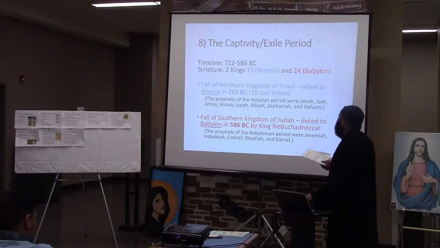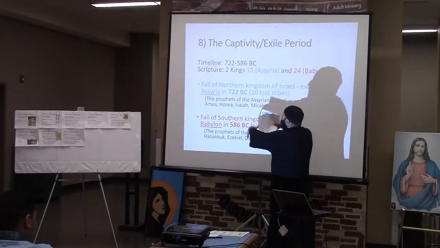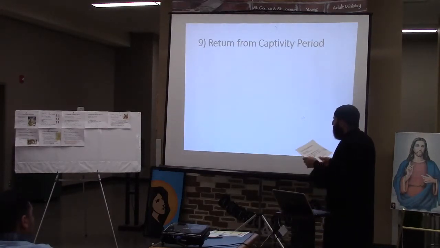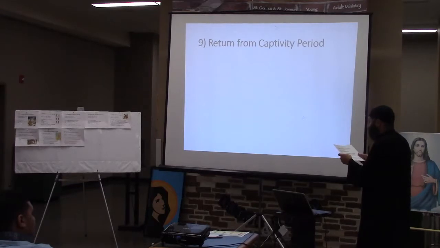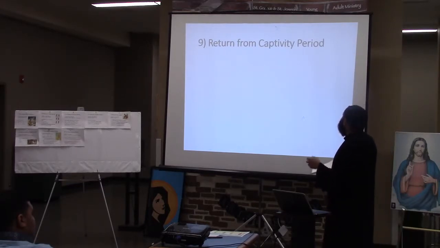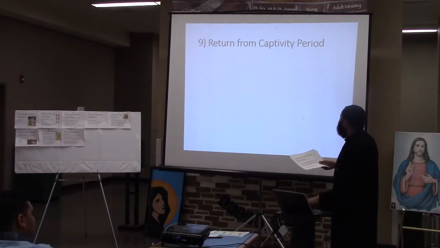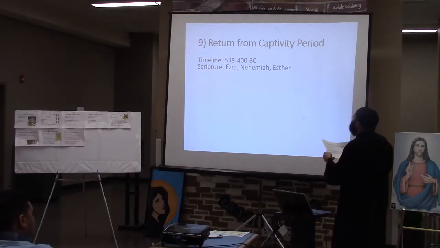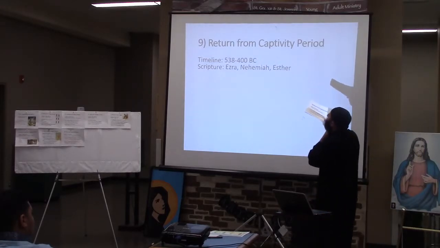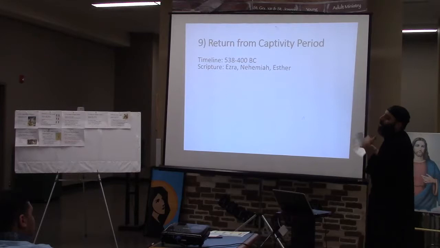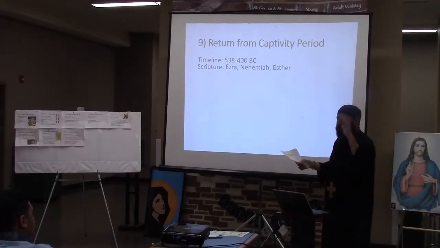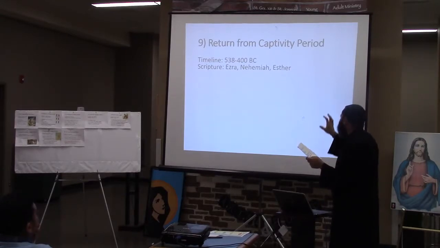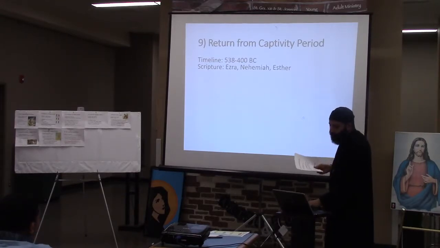And by the way, the Babylonians eventually took over what the Assyrians had taken as well. And then there's the return from captivity period. This is a little bit related to Nehemiah, Arise and Build, and our theme. The return from captivity is covered in the books of Ezra, Nehemiah, and Esther. Esther is not about the return, but she's still in that era, because she was living in Persia at the time.